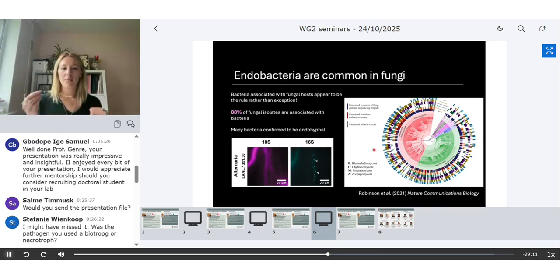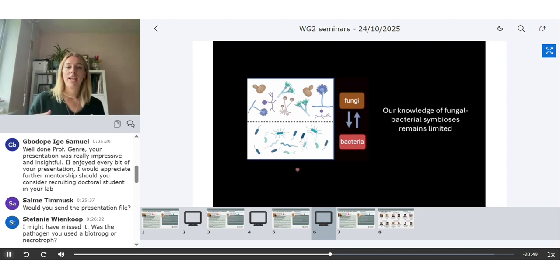The authors then did some microscopy confirmation to show that many of these bacteria were in fact endohyphal, so they were endosymbionts, leading us to change our worldview a little bit in that apparently bacteria associated with fungi are the rule rather than the exception. Despite the fact that they're common and ubiquitous, our knowledge of these bacterial-fungal symbioses remains limited, and this is where my research interests come in.